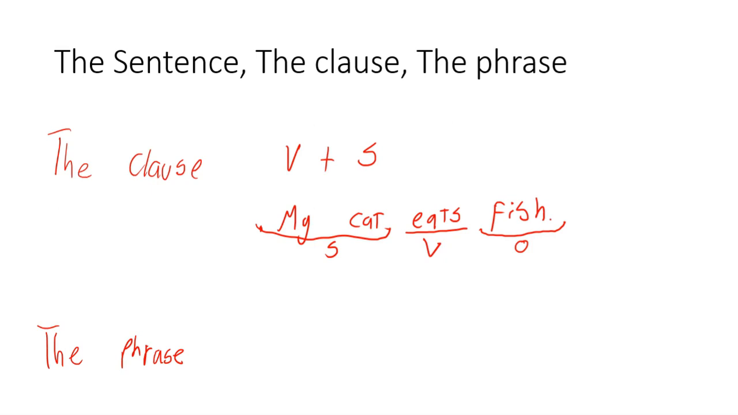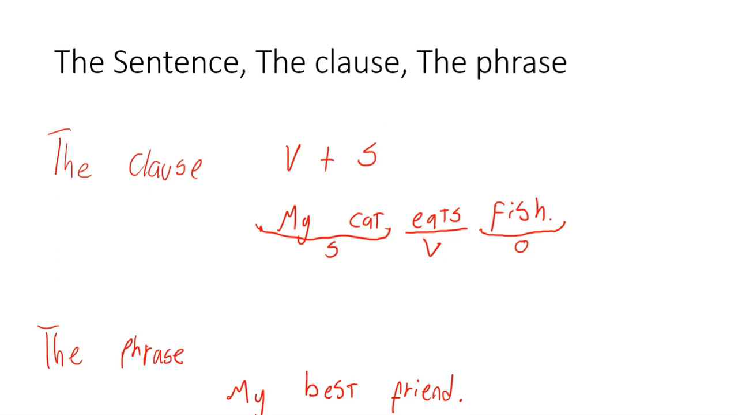On the other hand, when we talk about phrases, the phrases are not as complete as the clause. A phrase only has one thing. It either has one verb, and that's it, or it only has a subject, and that's it. One example of that is my best friend. That is a phrase, and it is very simple. You notice we only have one subject. There is no verb. This is a phrase.